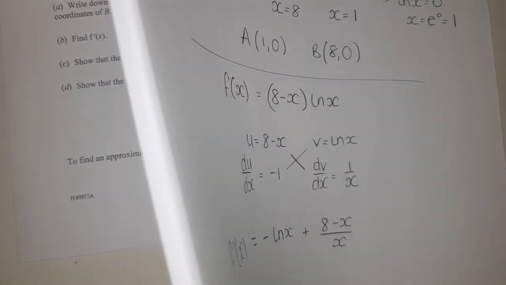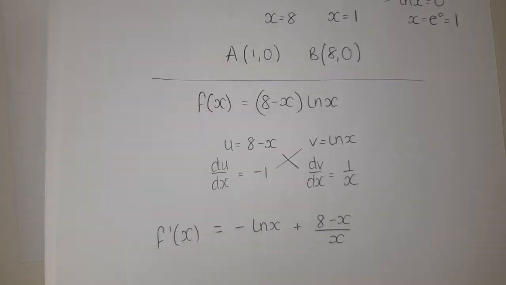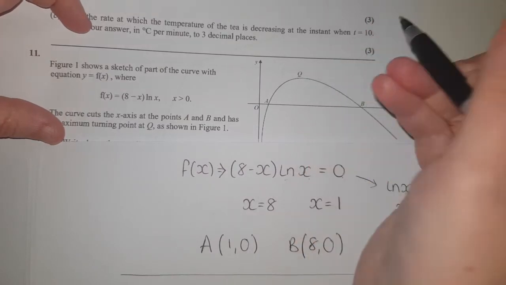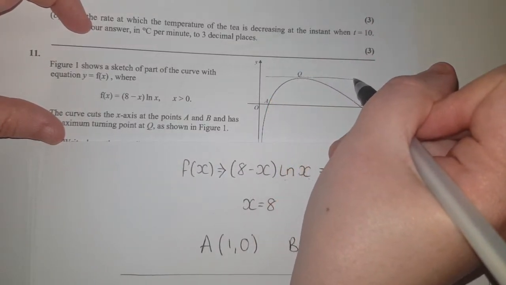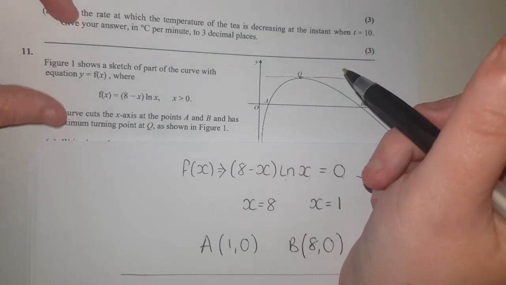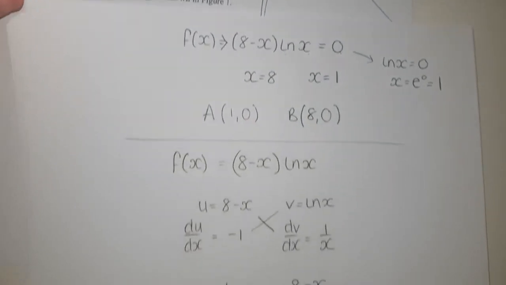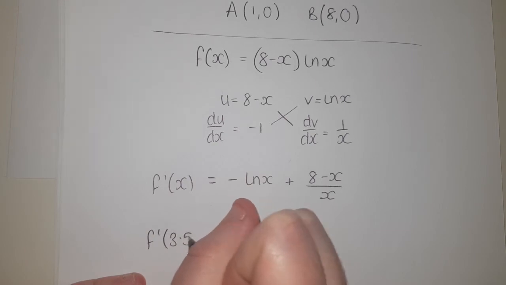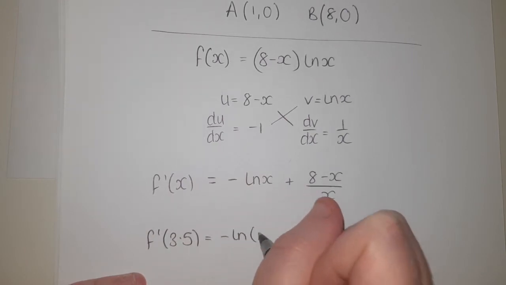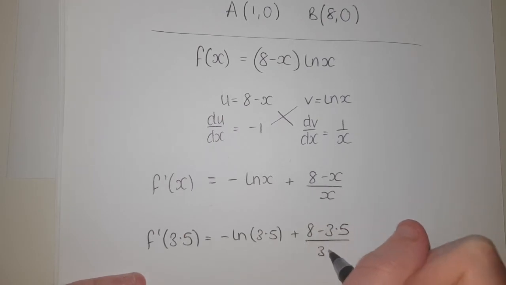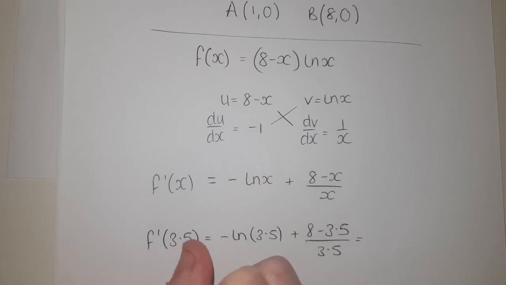We want to show that the x coordinate of Q lies between 3.5 and 3.6. So if we just look back at our graph for a minute, if I want to find the x coordinate of this point, remember that point there would be a stationary point. We know for any stationary point, the gradient has to equal 0. So if we plug in 3.5 and 3.6 into here, so f dash of 3.5, so you get minus ln of 3.5 plus 8 minus 3.5 over 3.5, and then you're going to do exactly the same with 3.6.